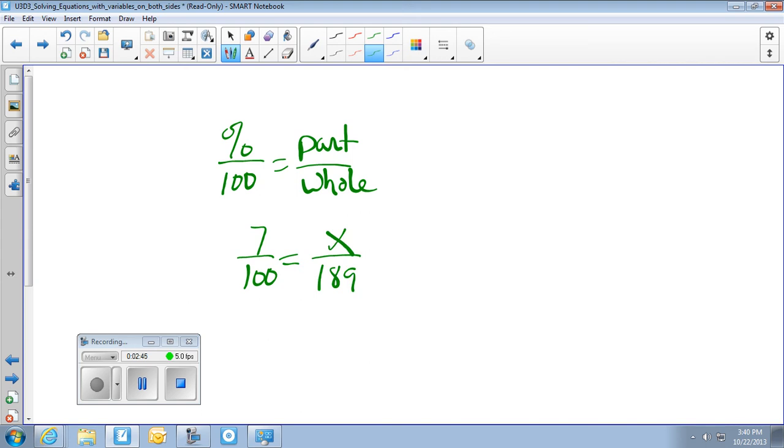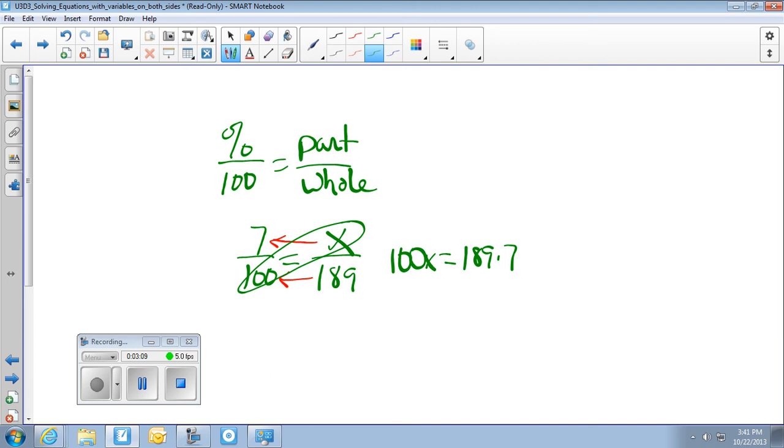And I'm looking for that dollar amount that represents this percentage. So this represents this. This represents 100%. So I'm going to use my cross products. 100x is equal to 189 times 7. So that's one way you could do this, and then get your answer and divide by 100 on both sides.